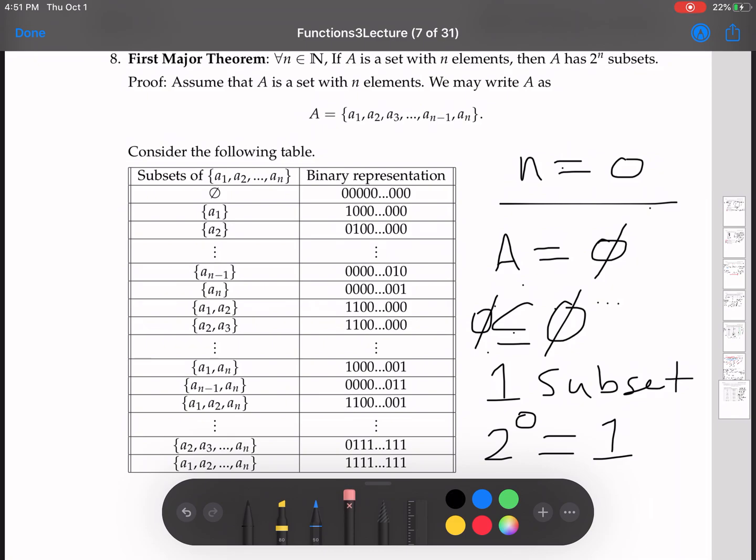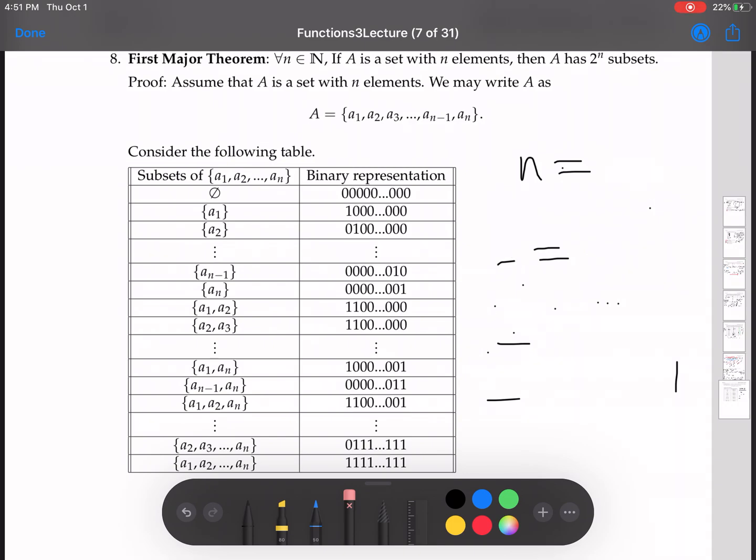Okay, so I've proved it now for the special case that n is 0, and now we'll prove it for when n is greater than or equal to 1. All right, so we start by stating the assumptions. We assume that A is a set with n elements.